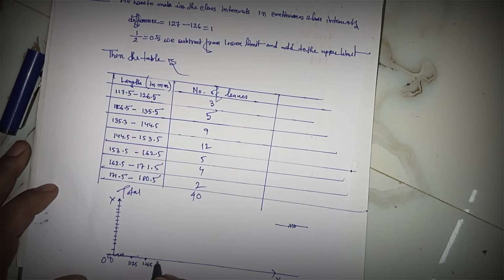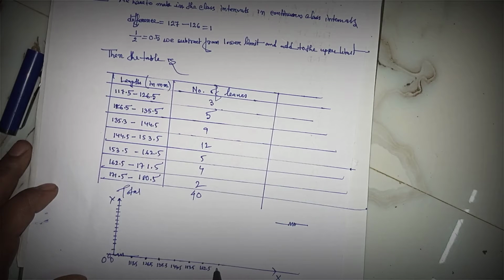126.5. Next 126.5 to 135.5. Next is 144.5. Next is 153.5, and next is 162.5. Next 171.5, and next is 180.5.